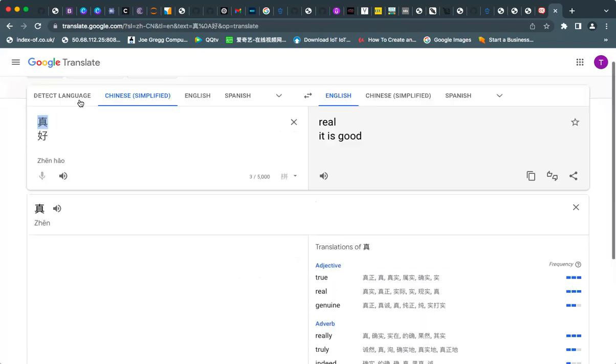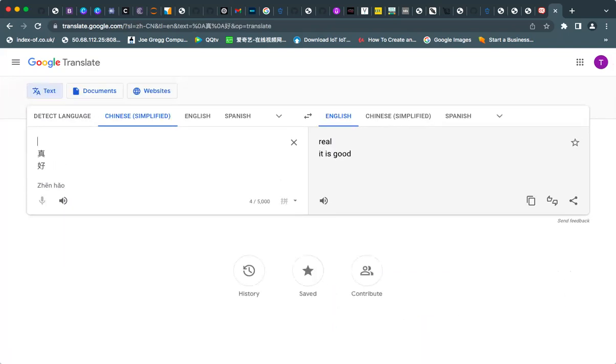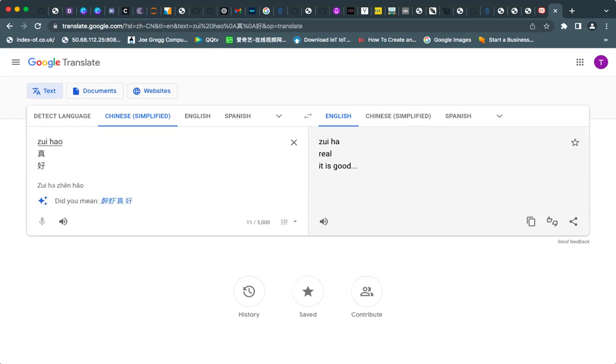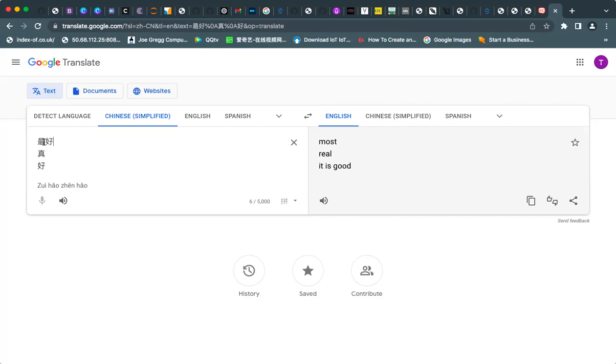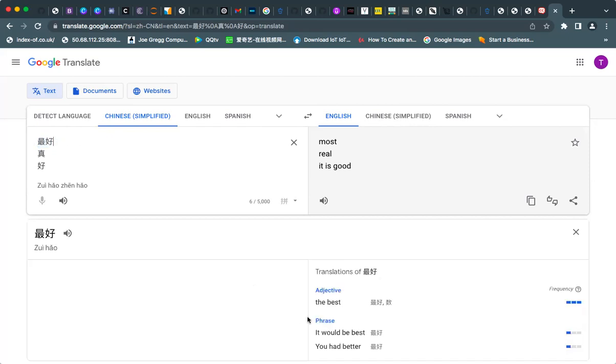Okay. So last time, do you remember which one was the most good? How did we say most good? Most good, okay. The word from better, the one that we discussed now, wasn't it? No, it's not zui. Okay, it was zui. Oh, okay. So zui hao, right? We're taking the most and we put hao in front. So most good, that was our best, right? The best. Zui hao. The best, right?